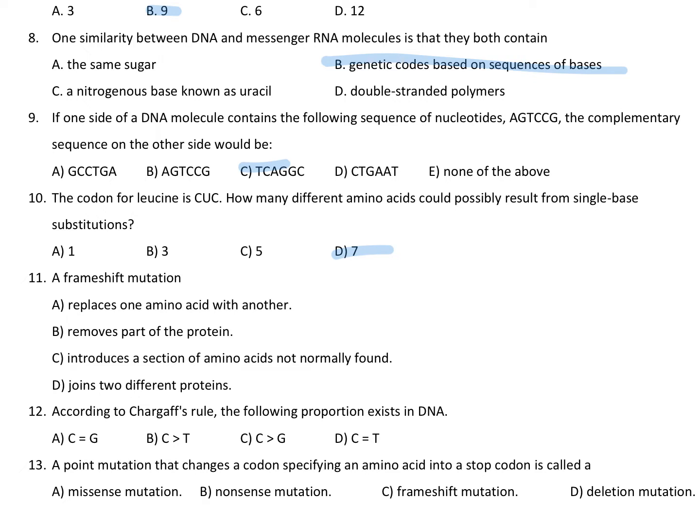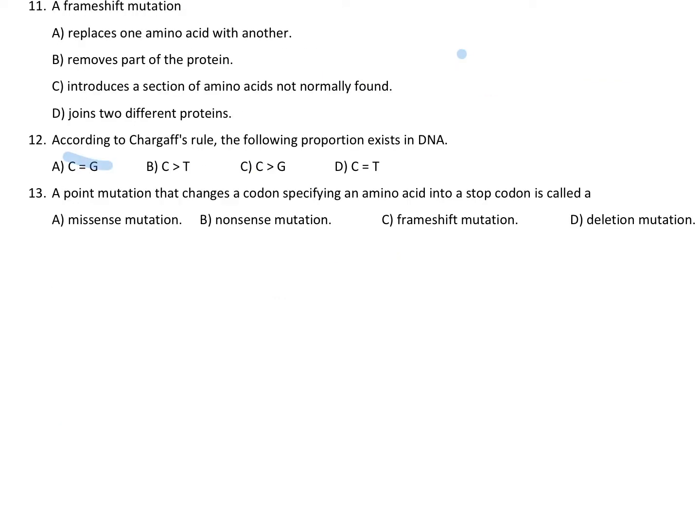Remember that we're changing the whole set of amino acids going forward. All right, according to Chargaff, which of the following proportions exist in DNA, and that's where Chargaff said primarily C's and G's are going to be equal, A's and T's are going to be equal. All right. Now, the last one for this page, point mutation that changes a codon specifying an amino acid into a stop codon is going to be a nonsense. Remember, think stop, like non-smoking, stop smoking in that area.